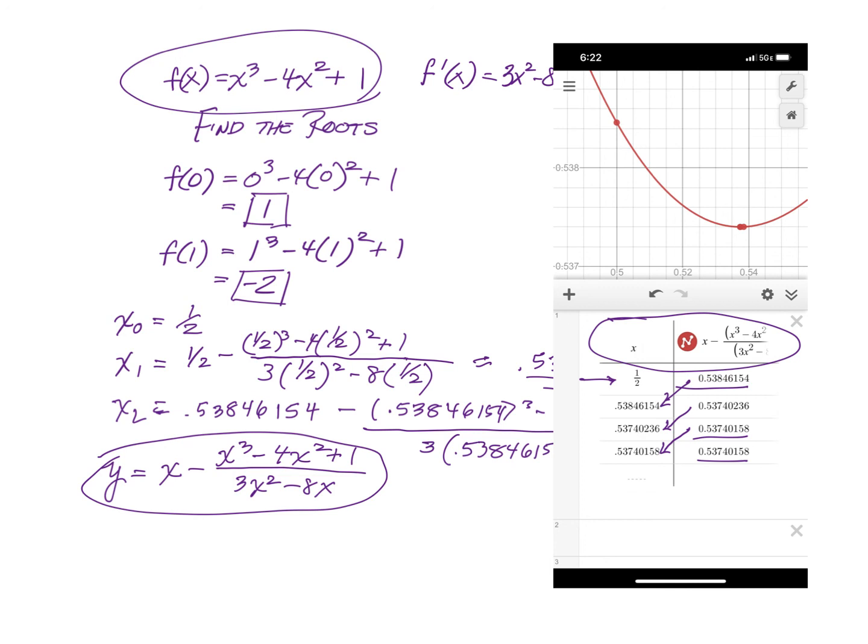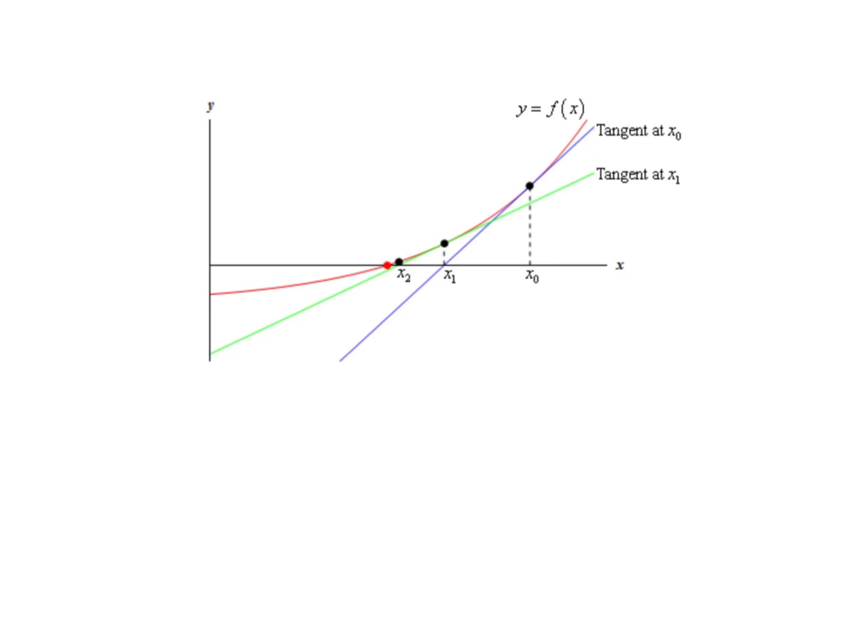And so I want to reiterate what this process is doing. What we have here is a curve, and it crosses at this red dot right here. And we're trying to find that place, and that's called a zero, right? Or a root. And so we make an initial guess of x naught, and we first test that x naught in the function to see if we have a zero at that point.